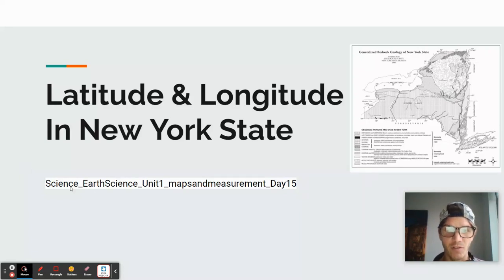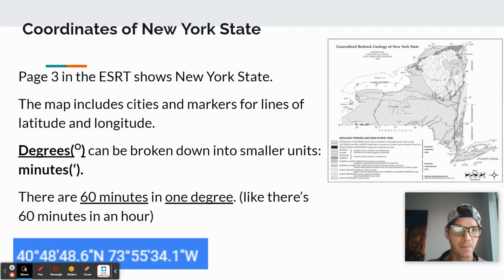It's day 15 of our Maps and Measurement unit, and in this video I'll be covering how to use this map that's on page 3 in your ESRT and how to determine the latitude and longitude of cities and rivers and mountains that are in New York State. So let's take a look at the map. A couple things about it.